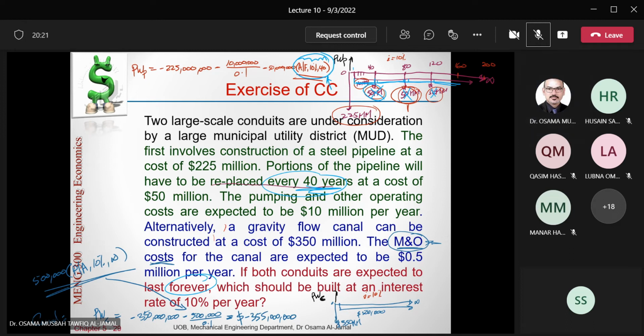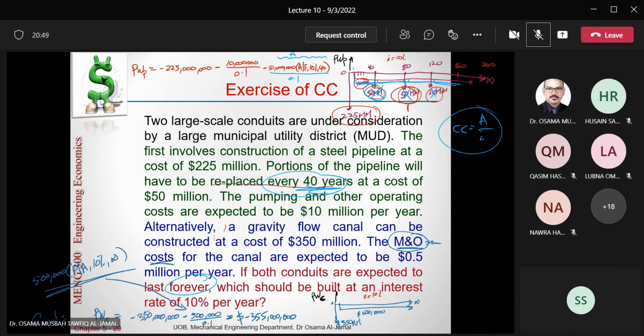So what you are going to do with this now? After we convert it into an annuity forever, now this is yes. Divide by 0.1. Divide by 0.1. Why? Because this is A now over I. Because we said CC equal to A over I.